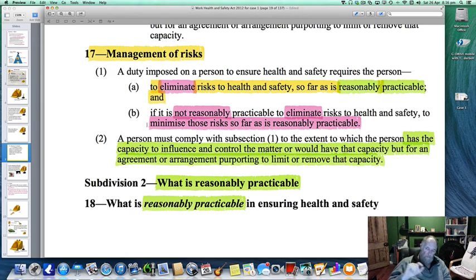If it's not reasonably practical to eliminate the risk, then you have to minimise those risks so far as it's reasonably practical. Now, I'll give you an example. A children's playground always has the risk that a kid's going to fall off something and hurt themselves. But it is not reasonably practical to make a children's playground absolutely invincible. I mean, I don't know what you'd have to do for that, or even if it would be possible. I doubt that it would be possible to make a children's playground completely risk-free.